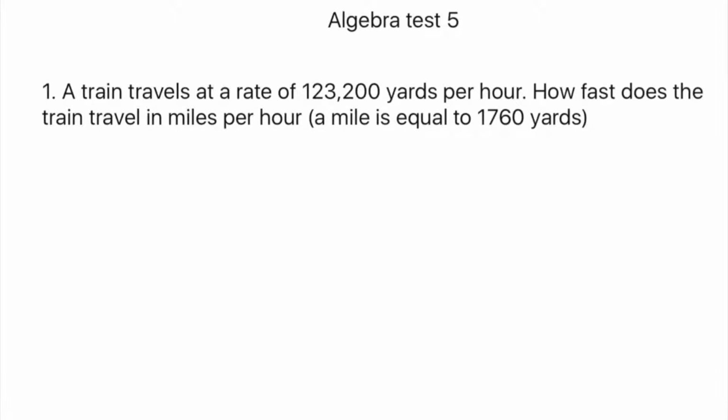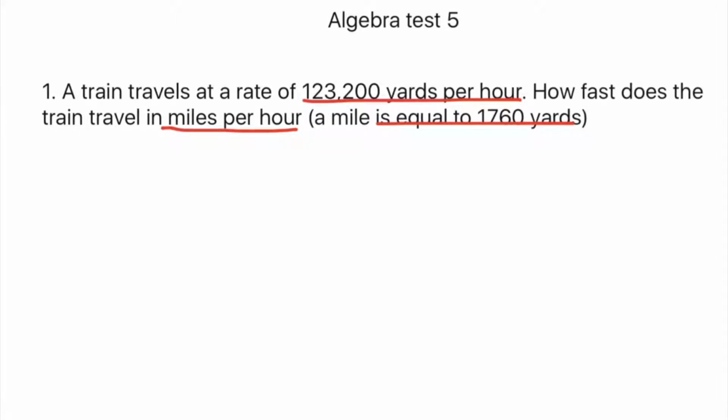Algebra Test 5. Number 1. A train travels at a rate of 123,200 yards per hour. So that's important information right there. How fast does a train travel in miles per hour? And then it tells us the conversion rate. 1 mile is equal to 1760 yards.